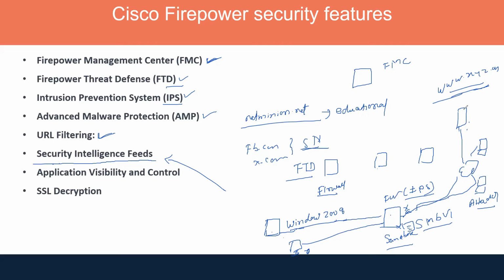Then on Cisco Firepower, we have application visibility and control. So basically you can block the traffic based on the application. For example, for this user, you just want to block the Zoom application, but you want to allow other applications. You can do that using application visibility and control. And finally, we have SSL decryption. Any encrypted traffic that you want to inspect, you need to apply SSL decryption. So all these security features can be provided in one box, that is Cisco Firepower. In FTD itself, you can enable all these features.